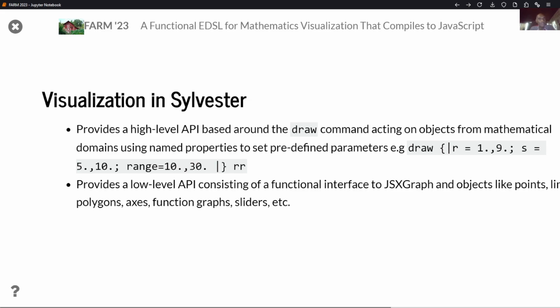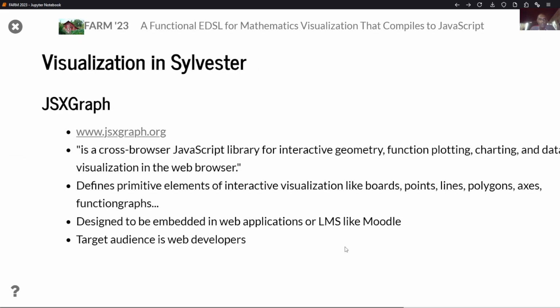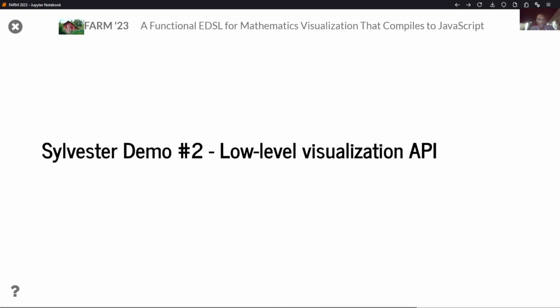Now, there's also a low-level API, and this is a functional interface to JSXGraph, where you work with objects. Instead of working with mathematical objects, you work with objects like points, lines, polygons, all the different elements of interactive visualizations. JSXGraph is a cross-browser JavaScript library for interactive geometry. All the visualization that we saw before was rendered using JSXGraph. JSXGraph was designed to be embedded in web applications, or applications like Moodle, and the target audience was web developers.